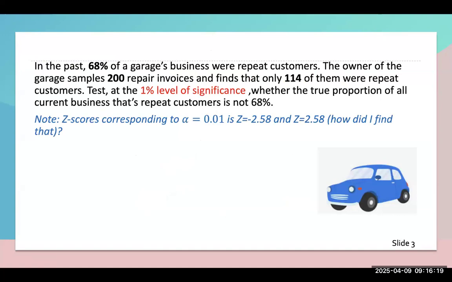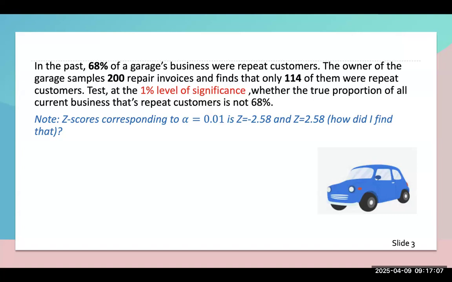In the past, 68% of a garage's business were repeat customers. The owner of the garage samples 200 repair invoices and finds that only 114 of them were repeat customers. Test at the 1% level of significance whether the true proportion of all current business that's repeat customers is not 68%. So when we say test at the 1% level of significance, that means alpha is 1% or 0.01.